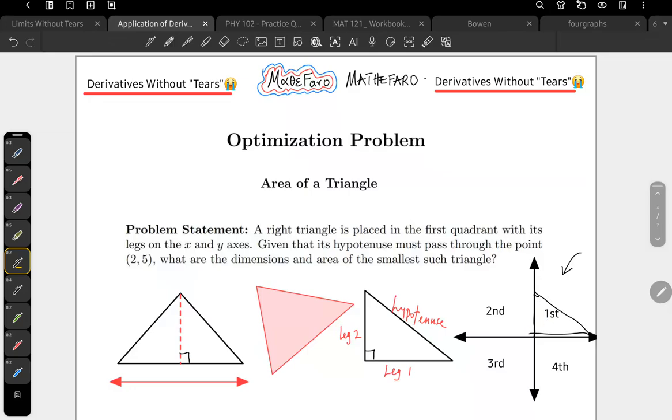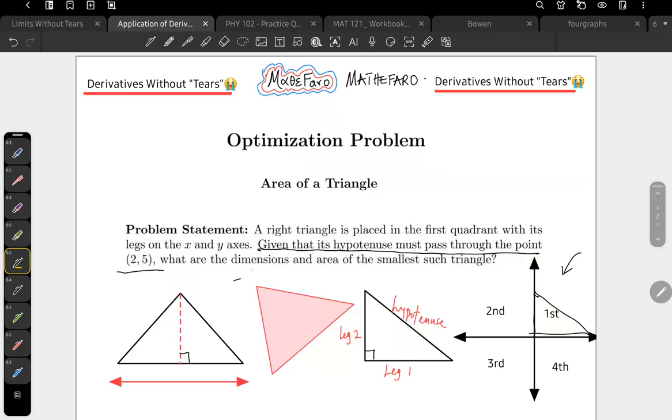Given that the hypotenuse must pass through the point (2, 5), that is exactly a statement of the constraint. Our hypotenuse will not just be any kind of line segment. It has to be the line segment that passes through (2, 5). That is going to be our constraint. We are going to see how that applies.